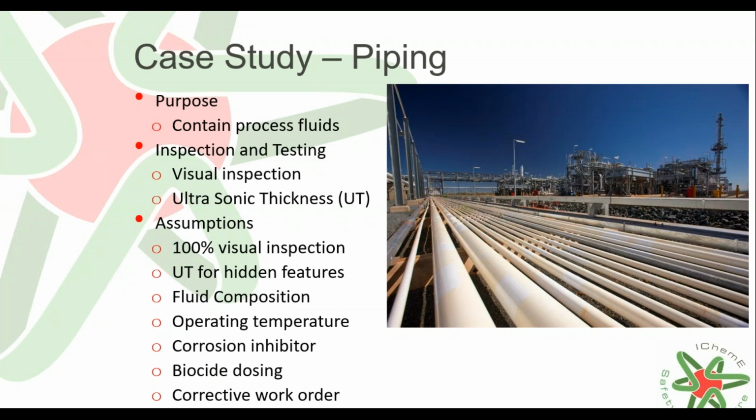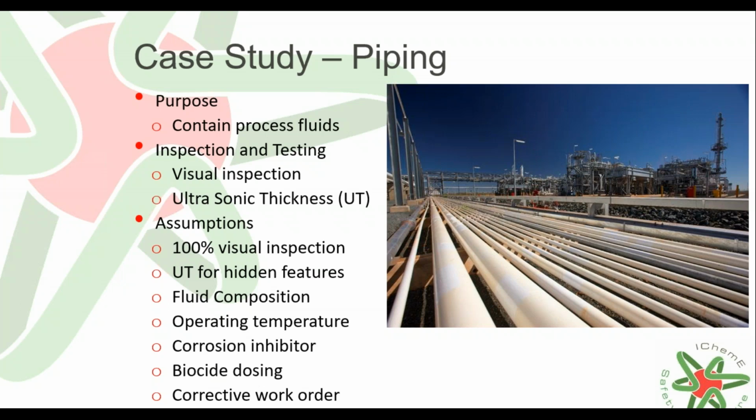So we typically have two tools in our toolkit for looking after piping. It's either an external visual inspection, or we can do thickness testing or thickness measurement with UT. So it's also important when we're doing that testing that we understand what the assumptions are, because obviously when we do testing, not everything's 100%.